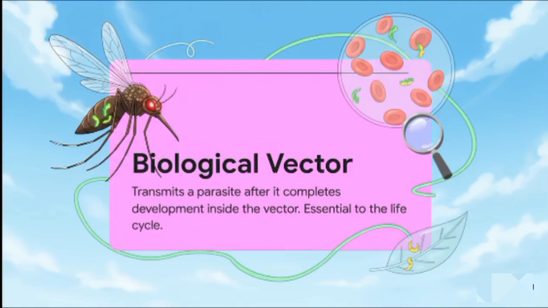We call this a biological vector. And a vector is way more than just a taxi. It's actually an essential part of the parasite's life cycle. The parasite has to develop and mature inside the vector before it can be passed on. The classic example, a mosquito carrying the malaria parasite. The mosquito isn't just giving it a ride, it's a living incubator.